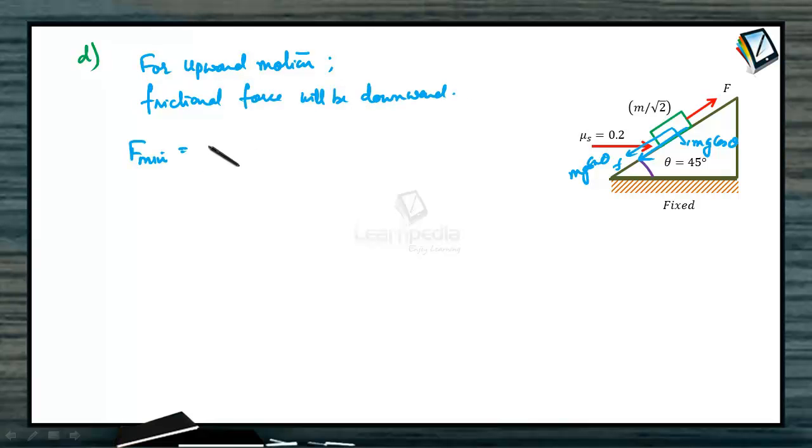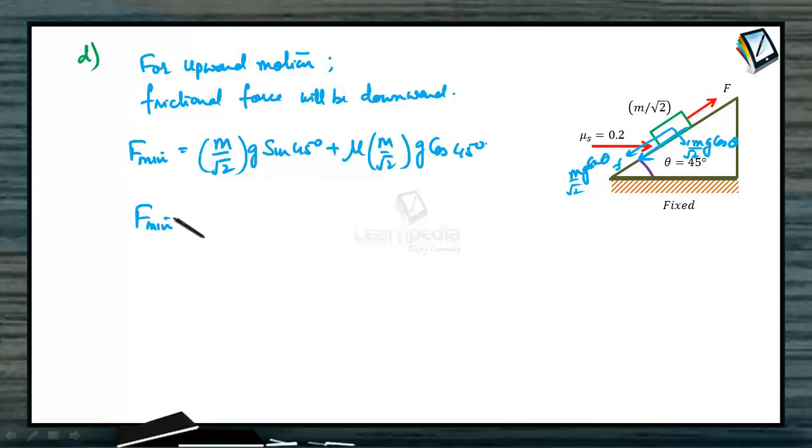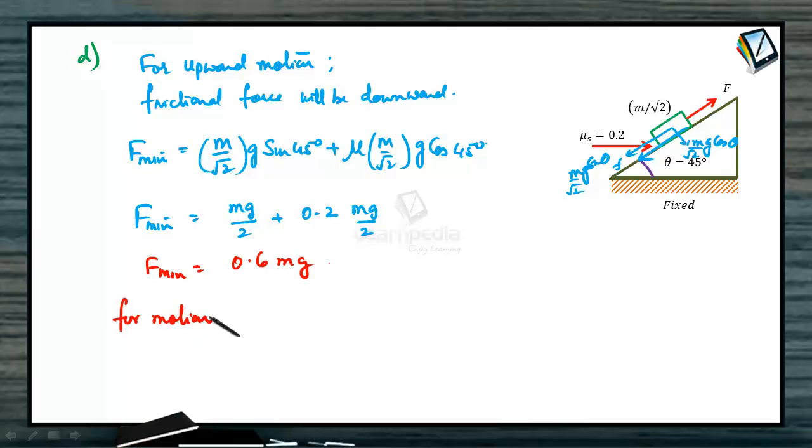F minimum is equal to, mass is m by root 2, into g sin 45 plus the friction force, mu times the normal reaction, m by root 2 into g into cos 45. So F minimum is equal to, mu is given as 0.2, mg by root 2 into 1 by root 2, that's mg by 2, plus 0.2 into mg by 2. So F minimum is equal to 1.2 divided by 2, that is 0.6 mg. For the body to move up the incline, the force provided must be greater than this minimum force. That means the force must be greater than 0.6 mg.